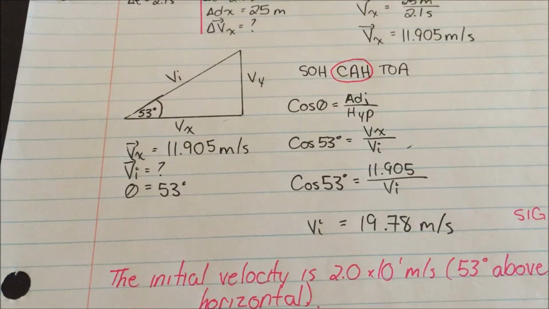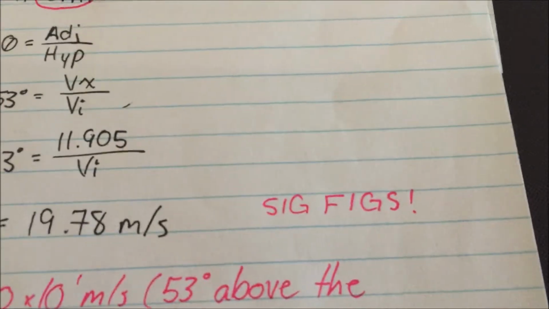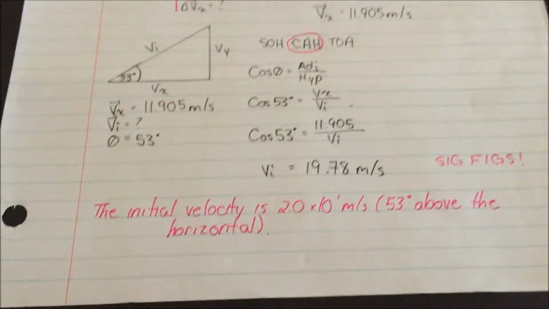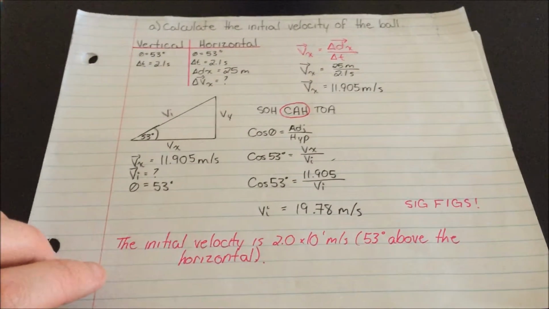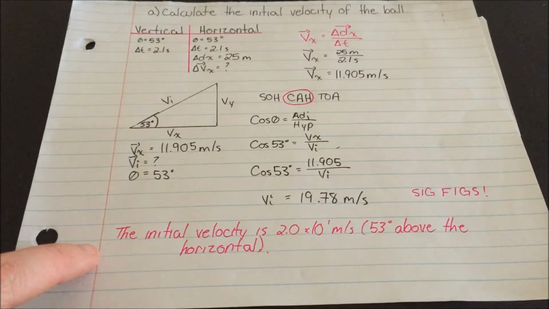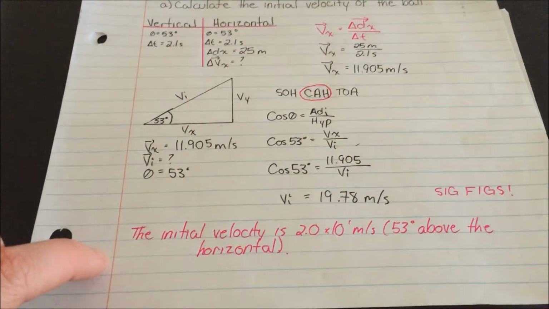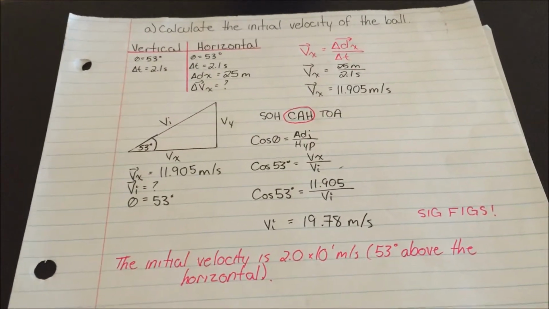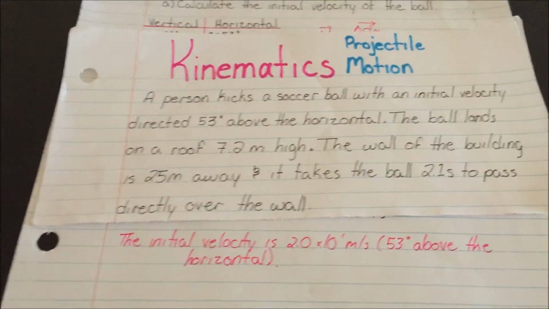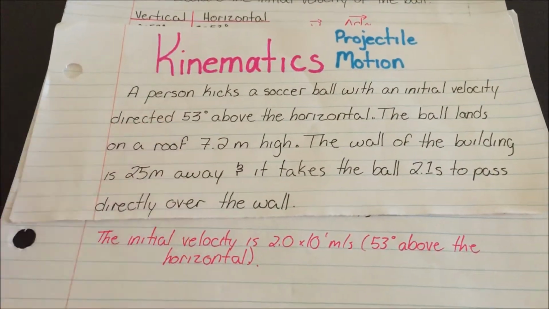Now, the one thing we need to keep in mind when answering questions in physics is the significant figures. So when we write our concluding sentence for this question, we say the initial velocity is 2.0 times 10 to the power of 1 meters per second, 53 degrees above the horizontal. We use two significant figures because in the overall question, the lowest number of significant figures used is 2.